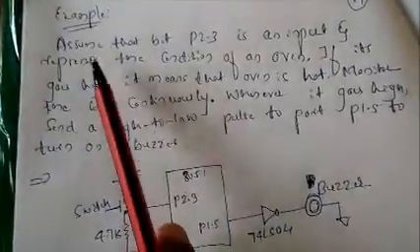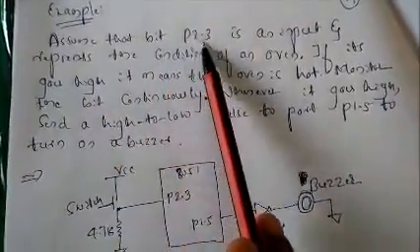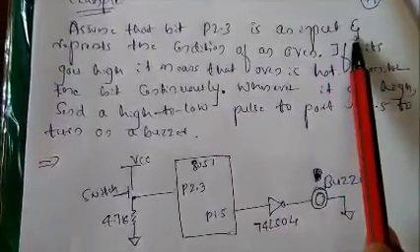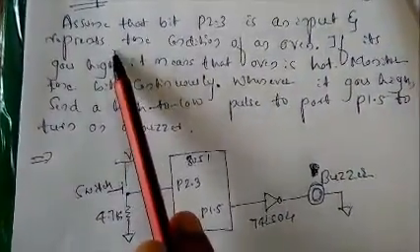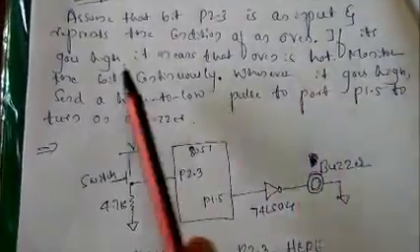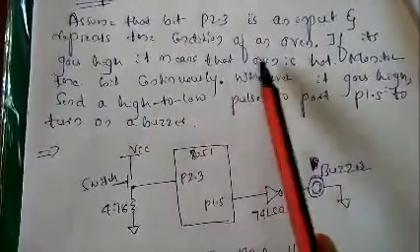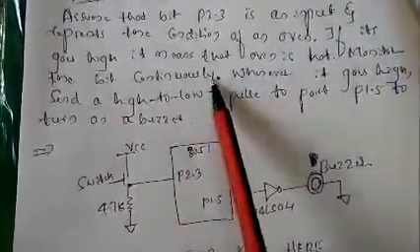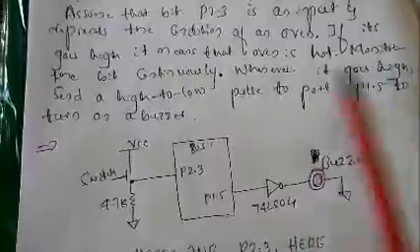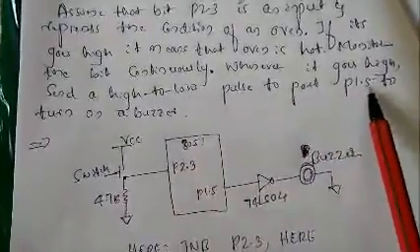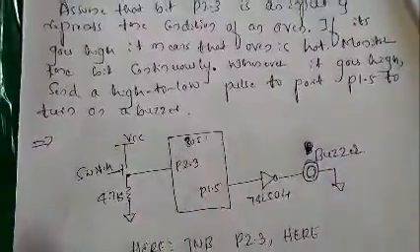So here, see the example. Assume that bit P2.3 is an input here, and represents the condition of an oven. If it goes high, it means that the oven is hot. Monitor the bit continuously. Whenever it goes high, send a high to low pulse to port P1.5 to turn on the buzzer.